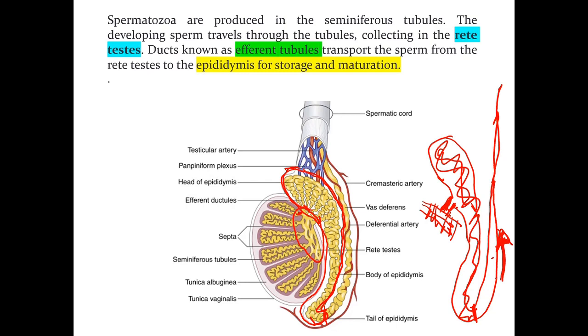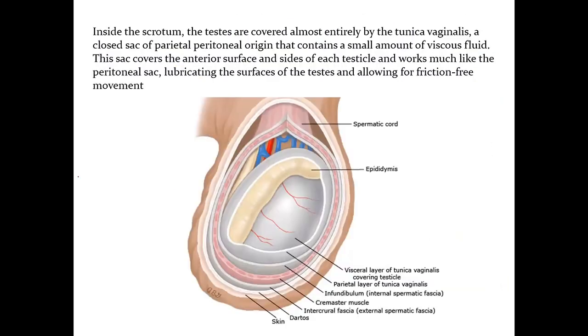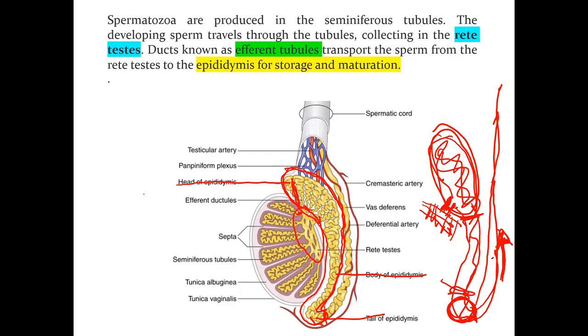Now, the epididymis has three parts. It has the head, where you have these coils. Then you have the body, and the tail is the distal portion that connects to the vas deferens. So this is the head of the epididymis. You can see massive coils there. Then there's the body and the tail that connects to the ductus deferens or vas deferens. So that is about the anatomy of the testis.